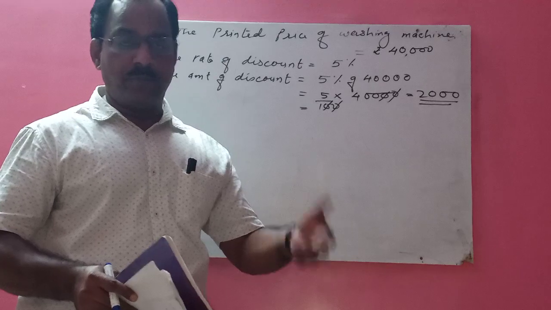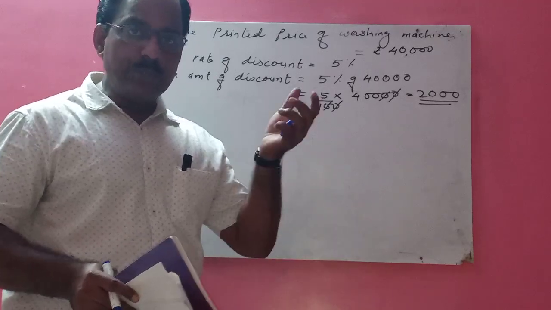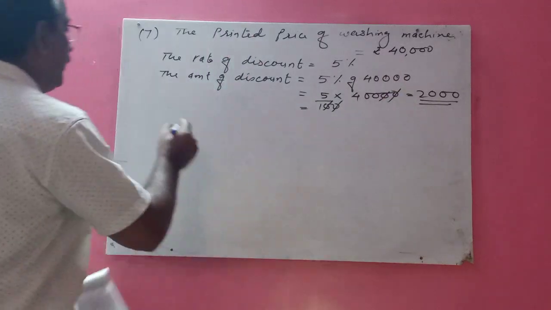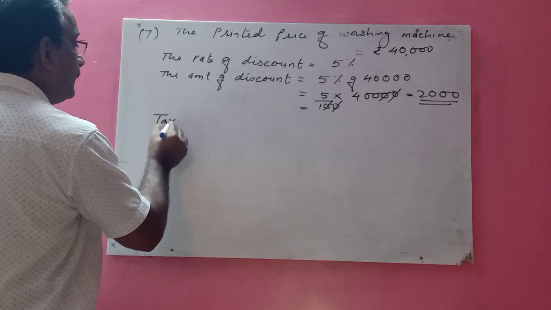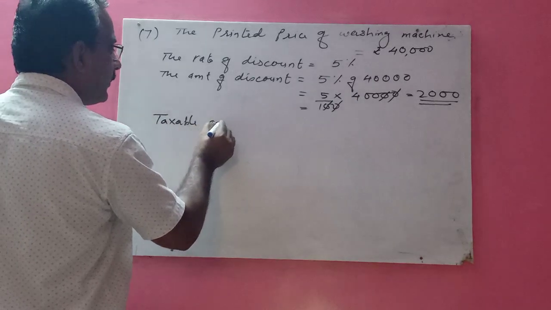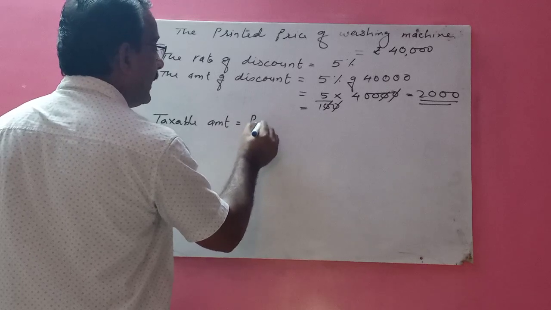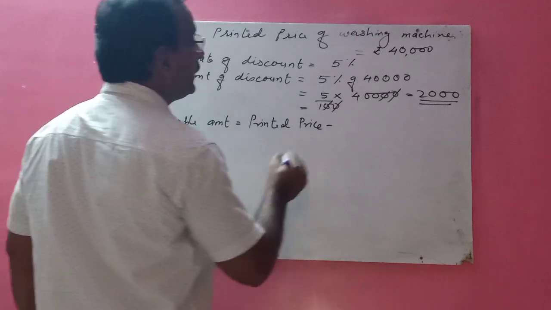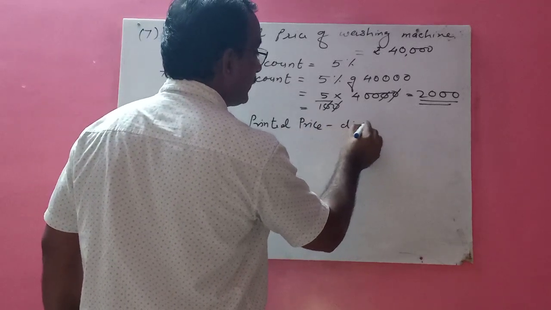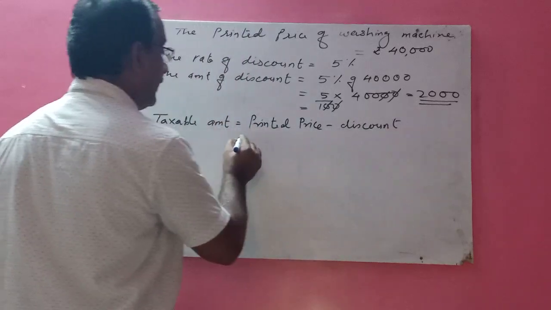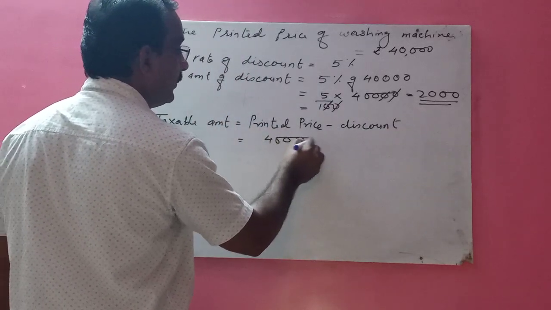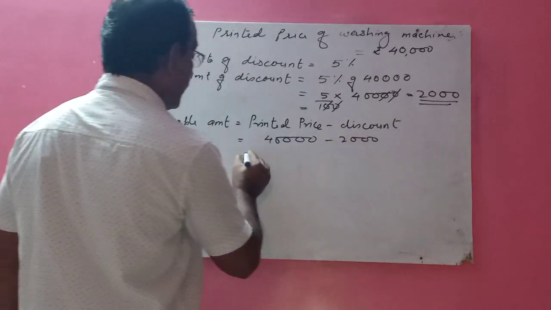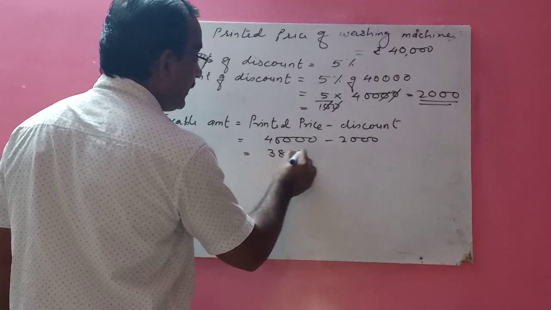The taxable amount. 5% is a discount. So you should minus this discount amount from the printed price. So here what will be the taxable amount? Taxable amount is equal to printed price minus discount. So the printed price you have is 40,000 minus 2,000. So it is equal to 38,000.